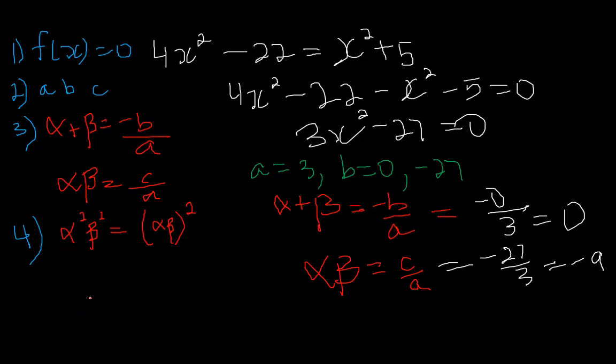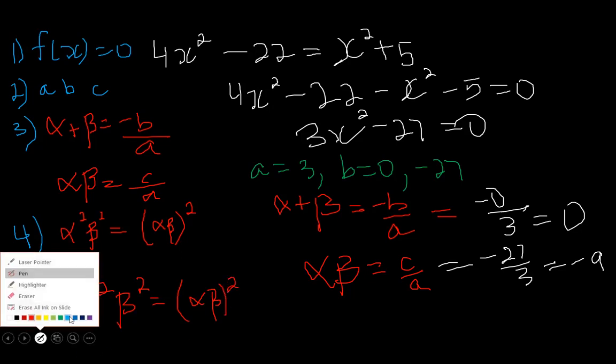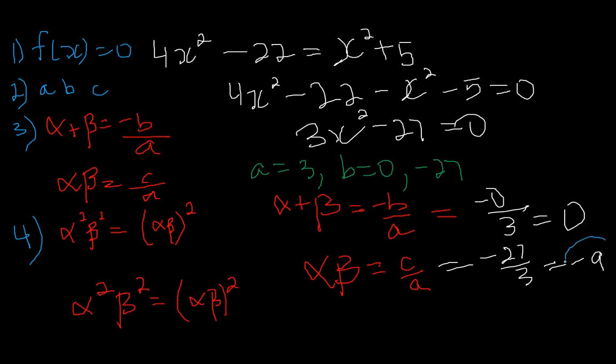Fourth step: say this question wanted you to find alpha squared beta squared. You know that alpha squared beta squared is the same as alpha beta, squared. You already found out in the third step that alpha beta is minus 9. So minus 9 squared is equal to 81. So everybody understands why the answer is 81, not 0? Yes, miss. Everybody.